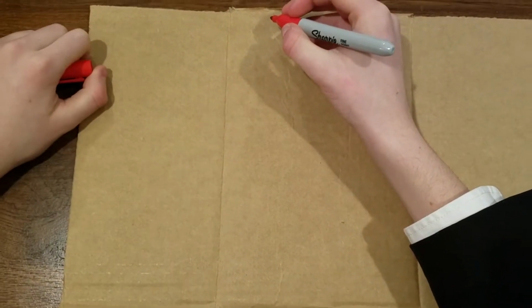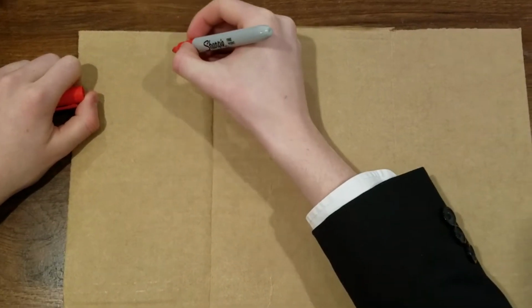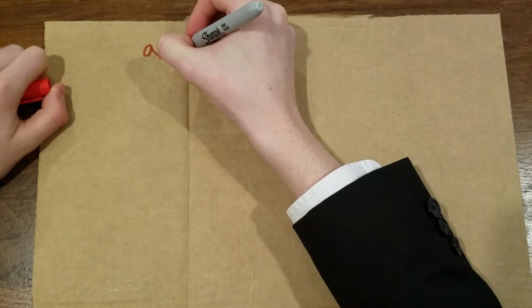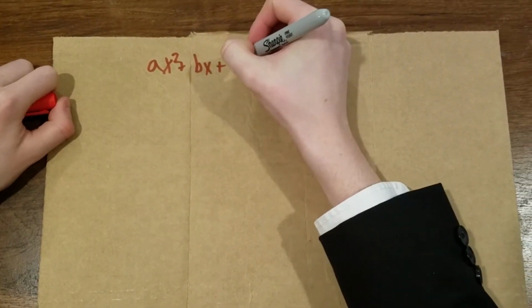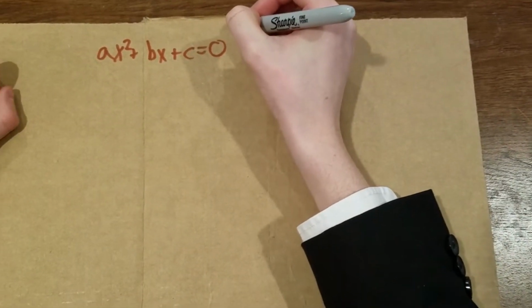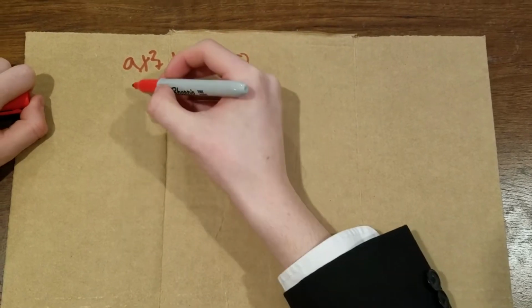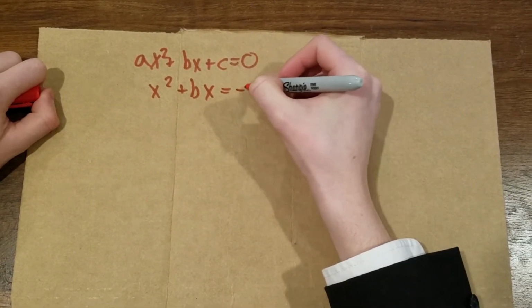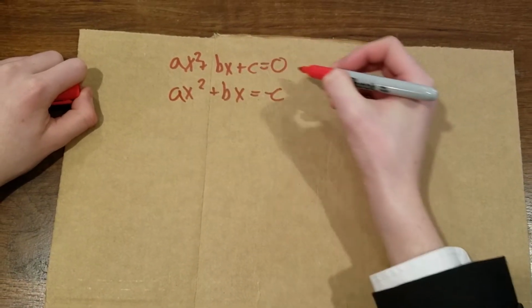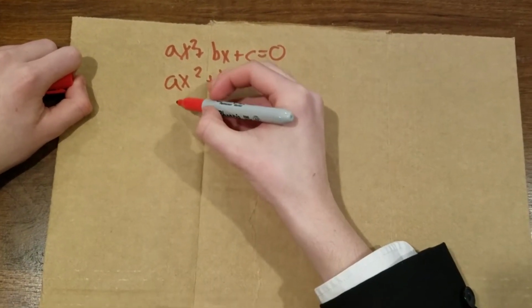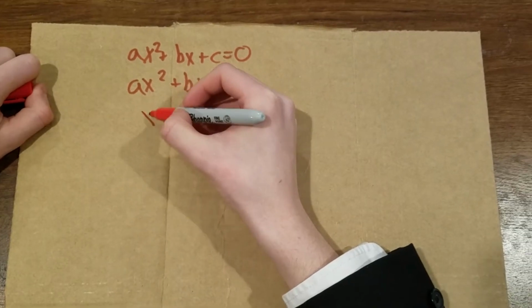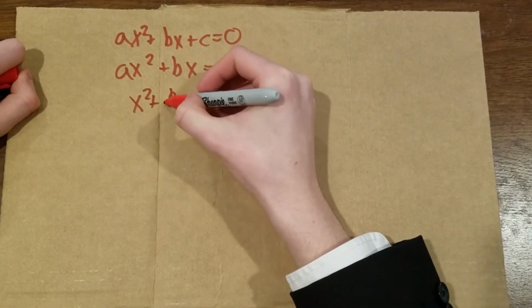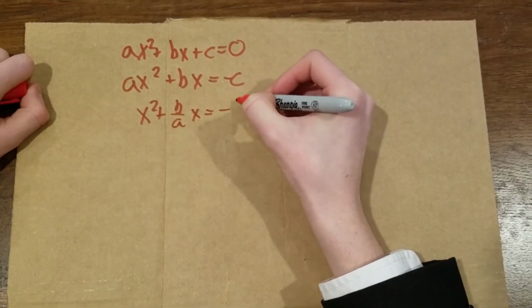To derive the quadratic formula from the standard quadratic equation form ax squared plus bx plus c equals 0, all I have to do is essentially solve for x. So let's subtract c from both sides, and we get ax squared plus bx equals negative c. And then divide everything by a to isolate the x squared, and you get x squared plus b over a x equals negative c over a.